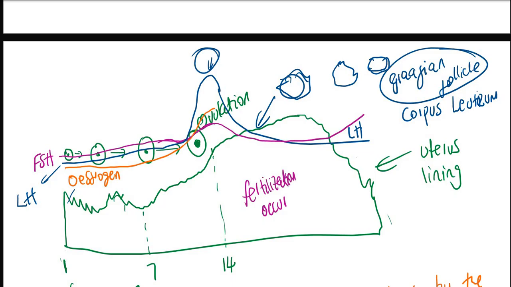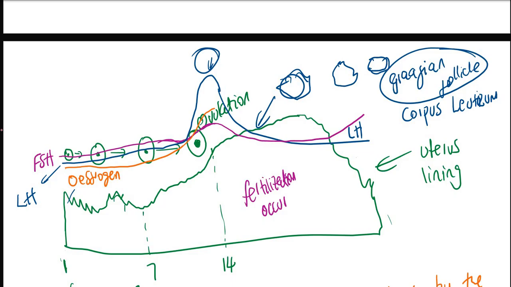FSH's role is to make sure that the ovaries mature the primary follicle, they stimulate. So its role is to stimulate one of the primary follicles to grow and become a graafian follicle. That is FSH, the follicle stimulating hormone. While the luteinizing hormone is there to make sure that you have a corpus luteum. It is there to make sure that the egg is released from the graafian follicle, and then the graafian follicle can become a corpus luteum.